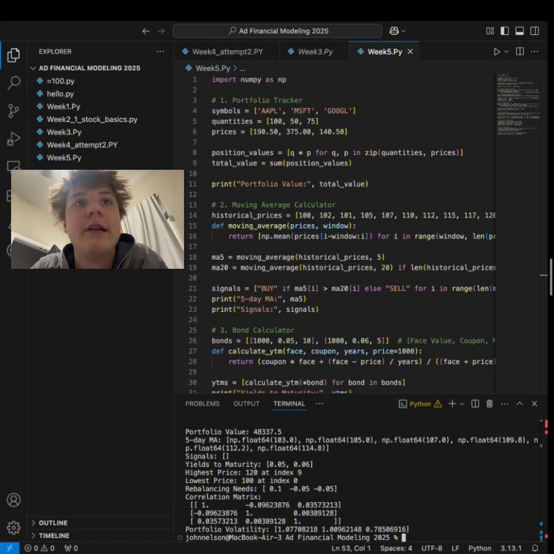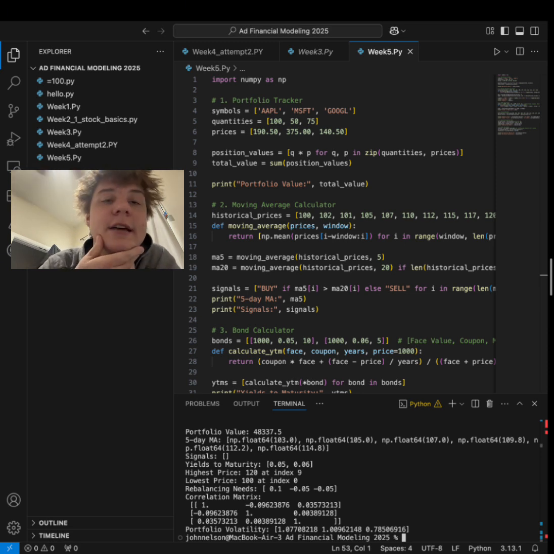So as we can see, line 1, import numpy as np. That's all we need. Number 1, portfolio tracker. Symbols equals AAPL, Apple, MSFT, Microsoft, and GOOGL, Google, obviously. Quantities, 150, 75, and then the prices of those stocks are 190.5, 375, and 140.5. Then we have position values equals q times p for q, p in zip quantities, prices. Total value equals sum of position values. And then we print portfolio value. As we can see, portfolio value is at the very top of the terminal, 48,337.5, but we will wait to go to the terminal until we finish going through the full code.